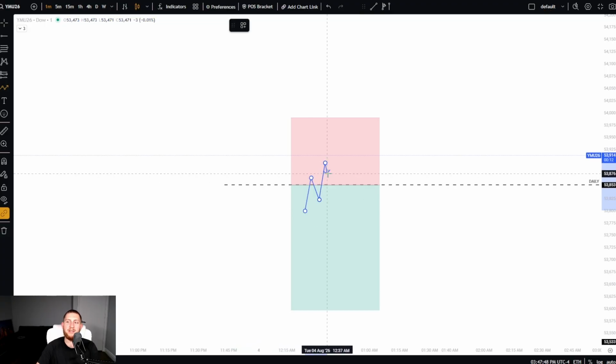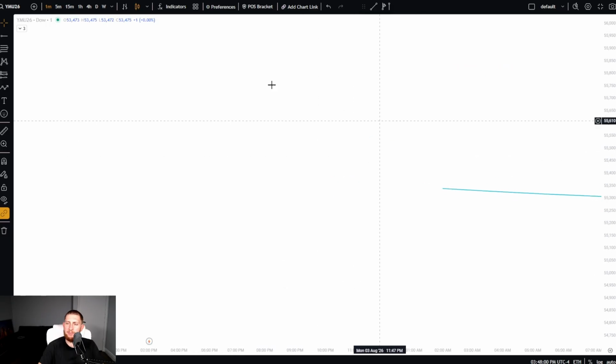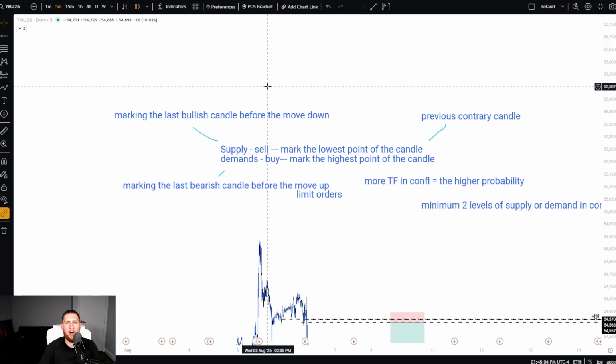where's price most likely going to go? It has nothing to reject off of to try to go back lower, so it's most likely just going to go to stop loss. That is why you want as many time frames in confluence as possible, guys. It's all super important. I've been trading this strategy for quite some time now, and it's genuinely one of the best strategies. So let's just do a quick little recap.